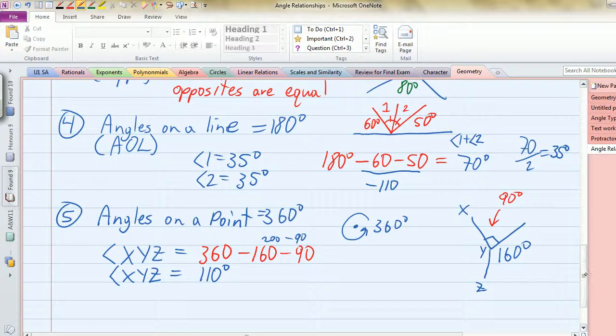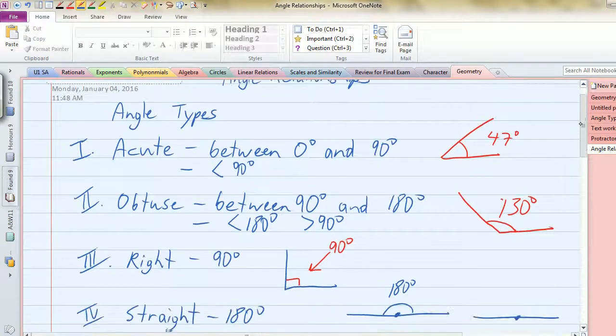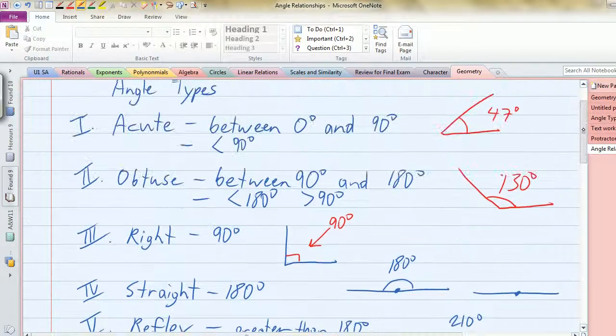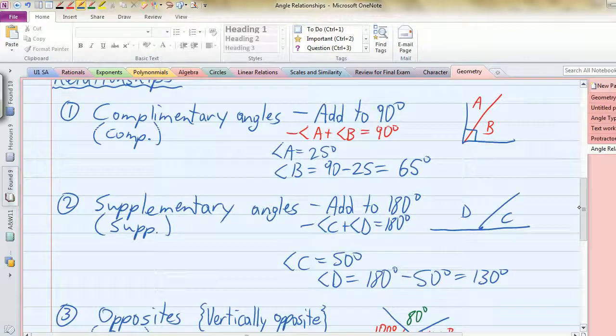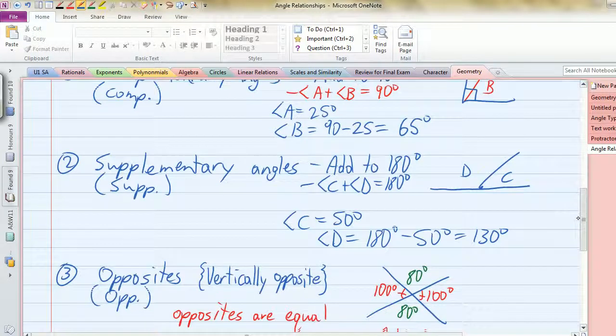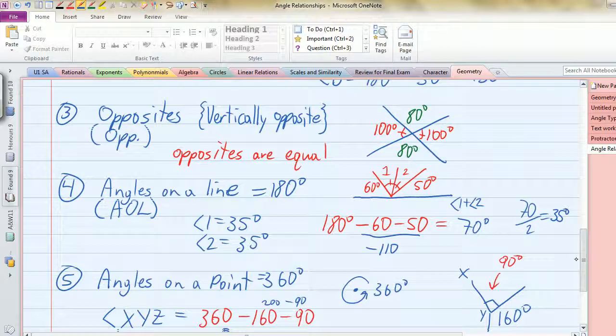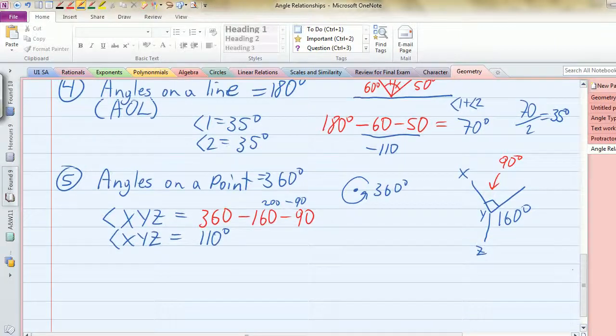So what we looked at today is our angle types. Maybe there's a couple new ones there. As well as we looked at the different relationships. Complementary, supplementary, opposites, angles on a line, angles on a point. Sorry, I forgot the abbreviation for angles on a point. It is AOP. Bingo, AOP. Okay, angles on a point. Good. Any questions?